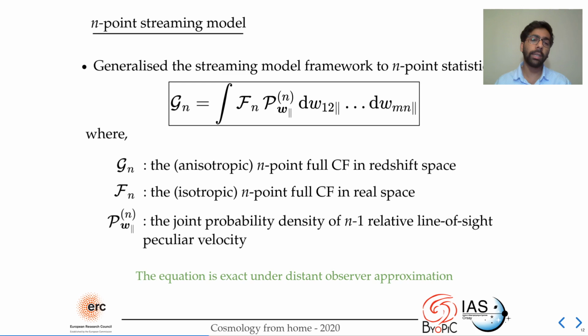Analogous to the 2-point information, what we saw is that the anisotropic n-point full correlation function in redshift space can be obtained as an integral of the isotropic n-point full correlation function in real space times the joint probability density of n-1 relative line of sight peculiar velocities. It should be noted that this equation is exact under the distant observer approximation.